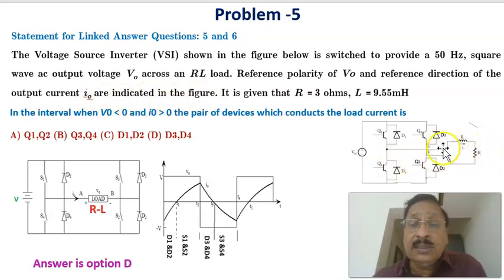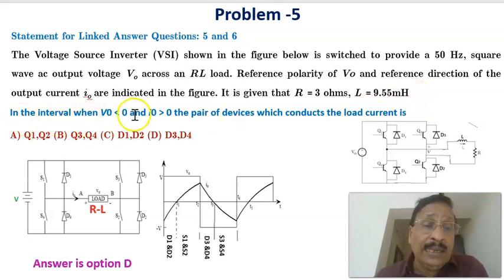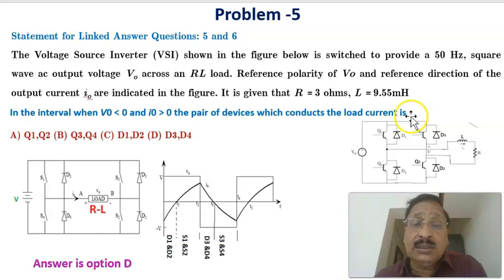The reference current is positive in this direction, and this is the positive voltage that is indicated. It is given that resistance R equals 3 ohms and inductance equals 9.55 millihenry. The question is: in the interval when the output voltage V0 is less than 0, that is negative, and the output current is positive, more than 0, which pair of devices conducts the load current? Let us see that one: voltage is negative and current is positive.